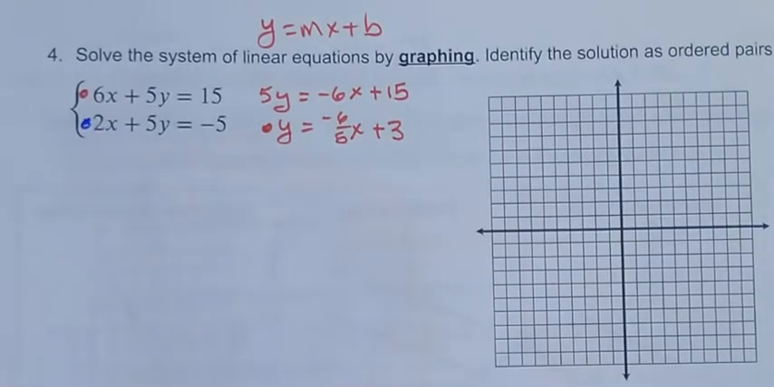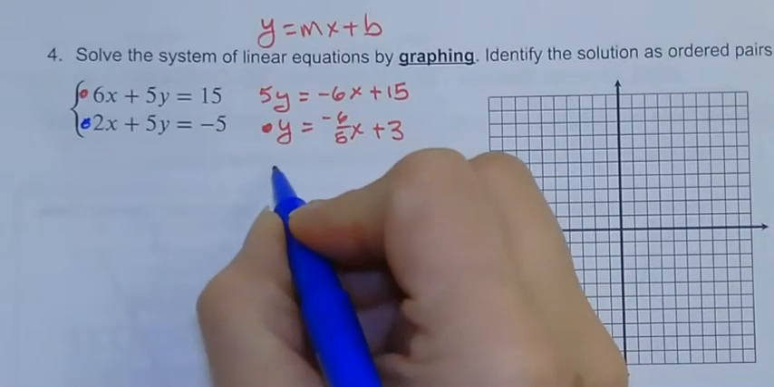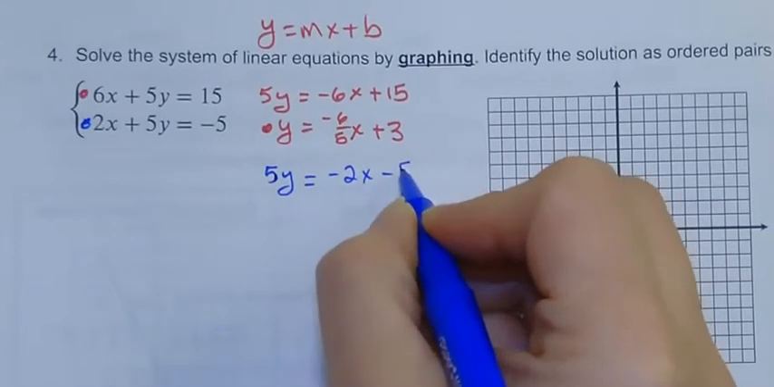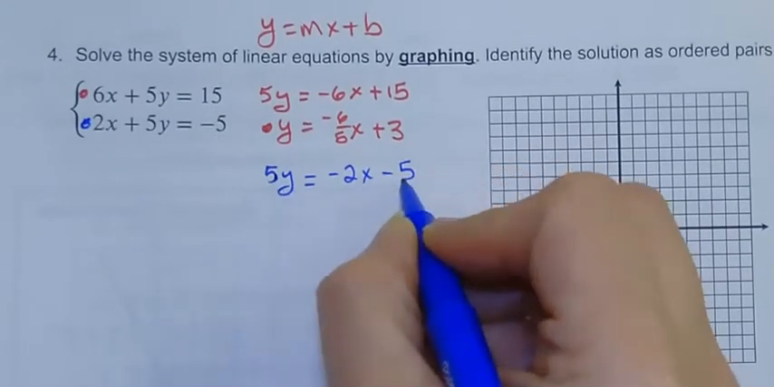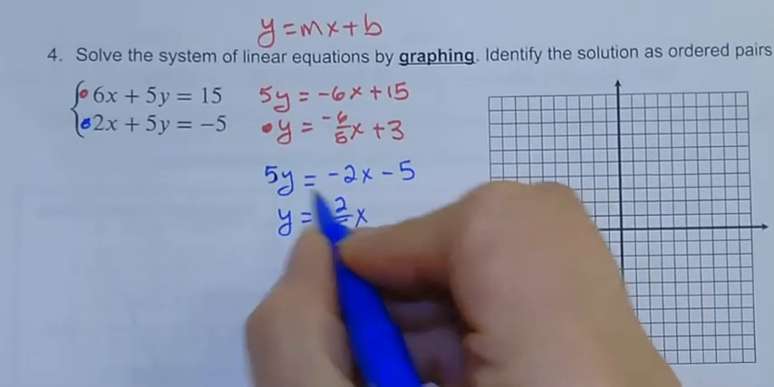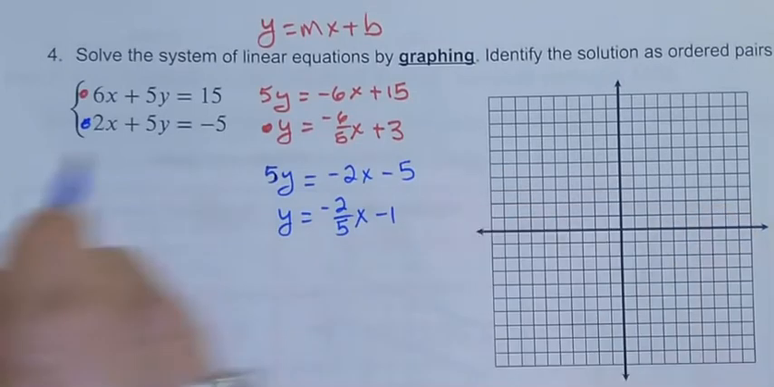this one. So I start with 2x plus 5y equals negative 5. That's going to be 5y equals negative 2x minus 5. And I'll divide every single term by 5, so I get y equals negative 2/5 x minus 1. So now I'm going to just plot both of those lines.